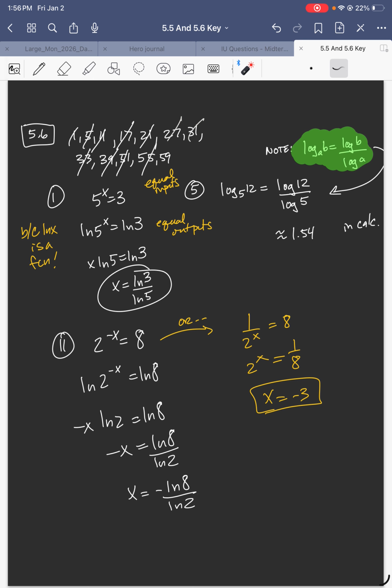So here, notice I had stuff equal to stuff. And so I know one thing I could do is take the log of both sides. And again, the reason we do is to pull down an exponent. Same thing here. I take the natural log of both sides because I want to pull down this exponent.